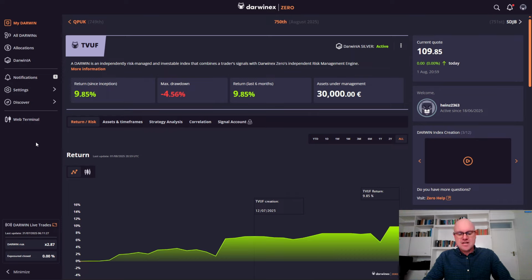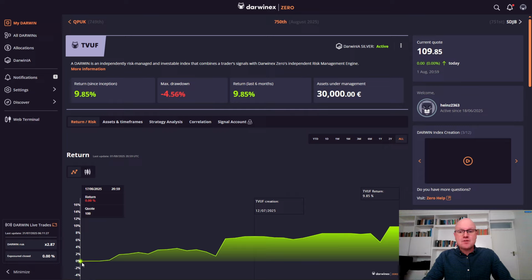So now that we've taken a closer look at what the calibration phase is, let's take a closer look at my Darwin. Currently, since inception, my Darwin is up 9.85% with a maximum drawdown of 4.56, which means I currently have assets under management of 30,000 euros. So this means that I'm currently active in the silver stage of the Darwin with a current quote of 109.85.